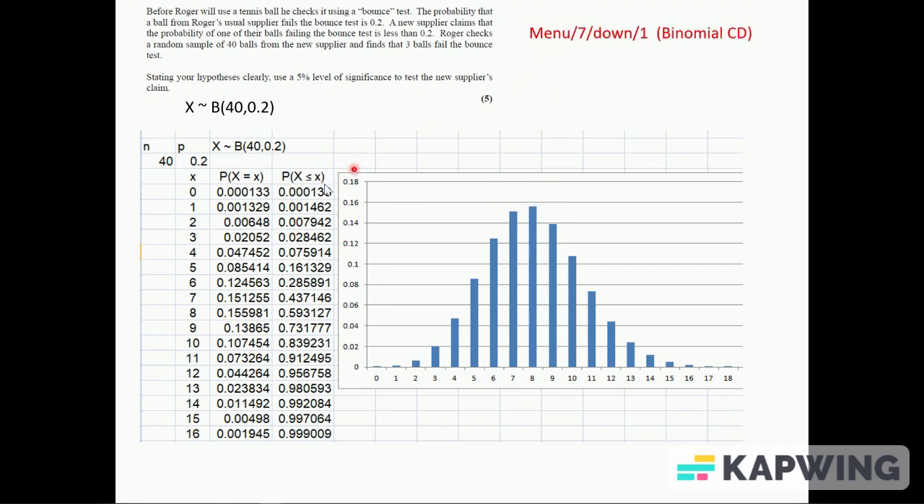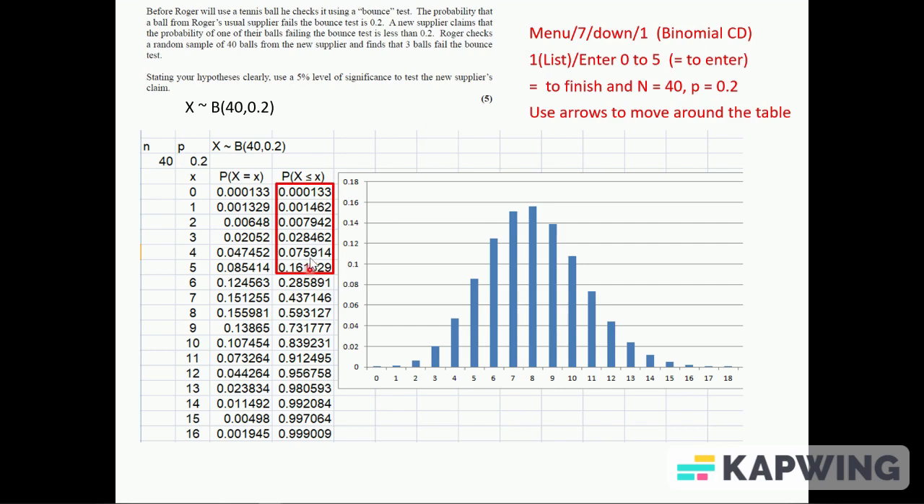You can get these values, the cumulative ones, which is what we want. Menu 7. Pick a list out, stick in 0 to 5, and then put n is 40, p is 0.2, and it gives you these values, because that's all we're bothered about at the moment.